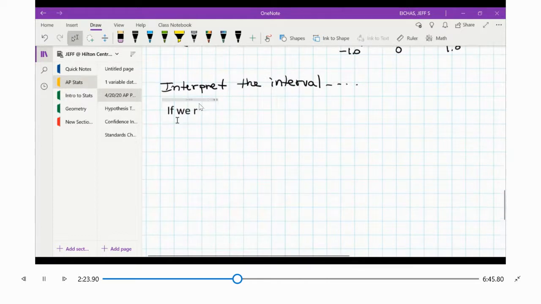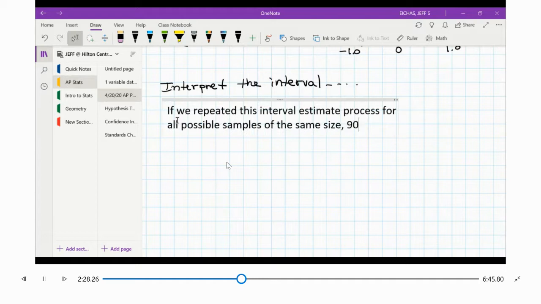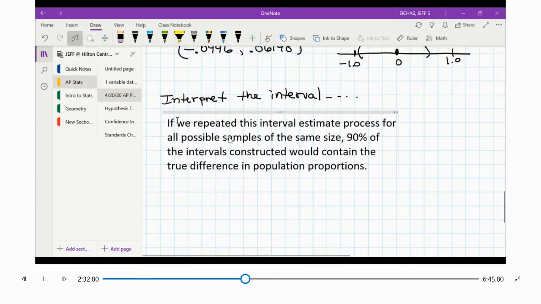Interpreting the interval is huge. Please make sure that you do this well. So think of it as a repeated process. If we repeated this process for all possible samples of the same size, 90% of those intervals constructed would contain the true difference in population proportions. What you're acknowledging is that you may or may not have captured the true proportion, but the process is likely to do that. Okay.